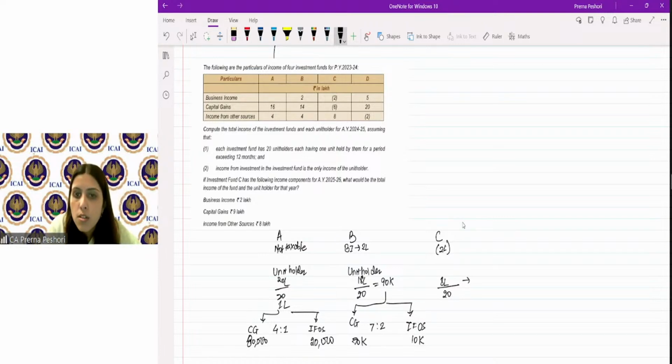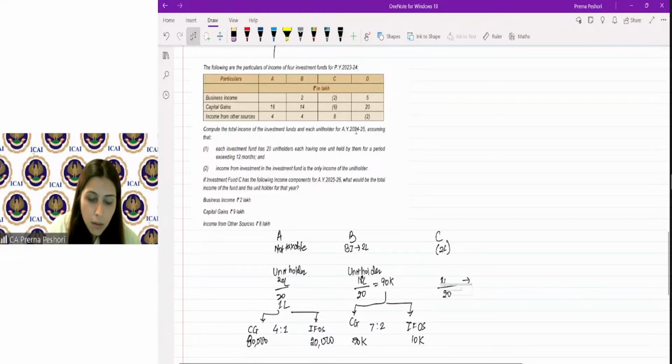This is 40,000 which is to be allowed per investor. Are we getting that? So in the case of Fund C, the business loss of 2 lakh is set off against the income from other sources, which is 8 lakh. Okay. So if you look at it, the capital gain cannot be set off against other sources, but the business loss can be set off against the other sources. So the income which will be distributed will be 8 minus 2 lakh, 6 lakh.